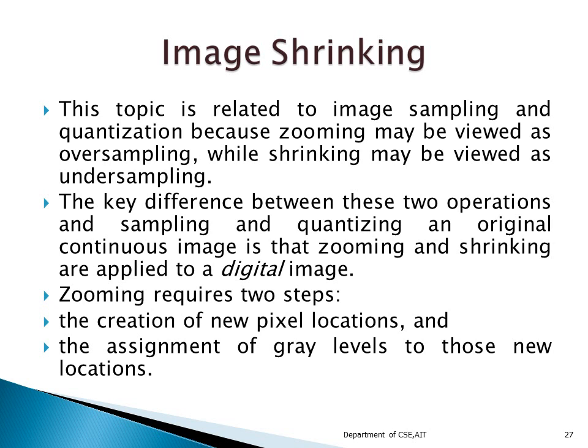Whenever you are doing image shrinking, this should always be applied to a digital image. So a continuous image has to be converted to a digital image. Zooming requires the creation of new pixel locations, and then we go for gray levels.